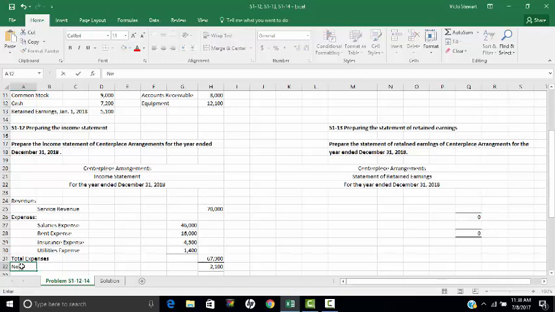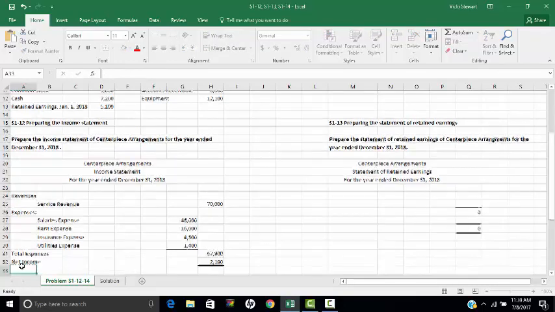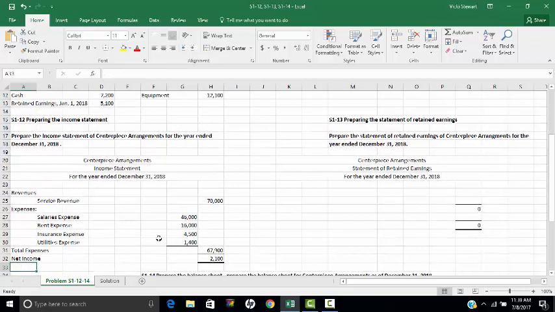a net income. Now, it is possible for the business to have a net loss, and that would be if the total expenses exceeded the revenues. And if that were the case, we would have net loss, and we would have a negative amount listed there.